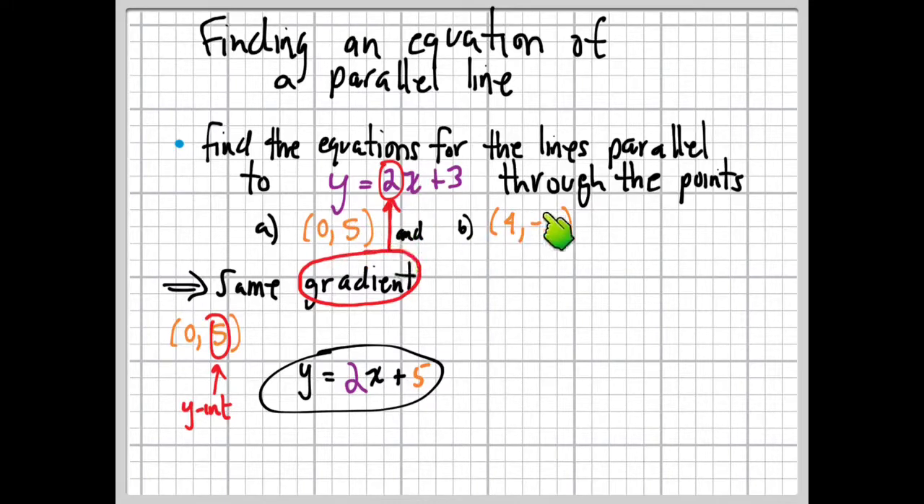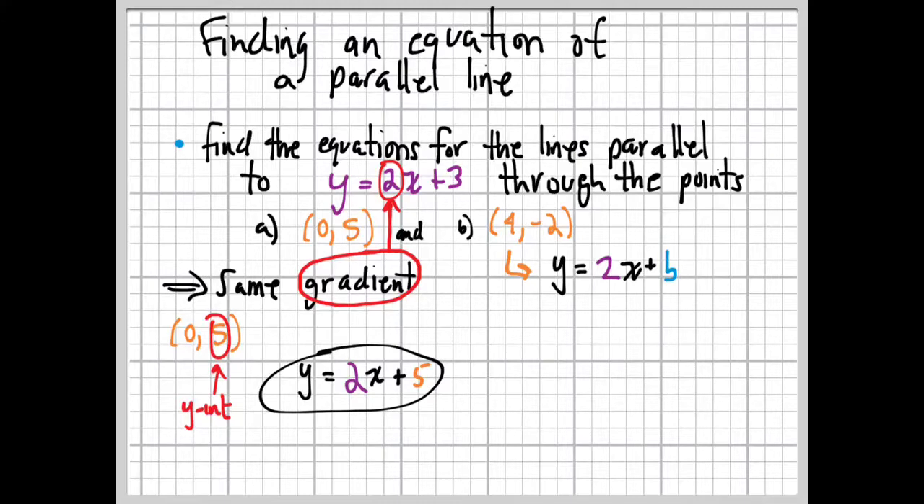Okay, now let's do this one. This one's a little trickier. Okay, we know that the slope is 2. The gradient is 2, right? So it's going to look like this: y equals 2x plus b, but we don't know what this b is yet, right? This one does not give us a point on the y-axis, so we don't have that y-intercept. It's a little trickier.